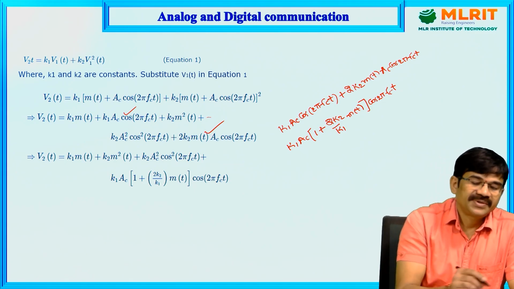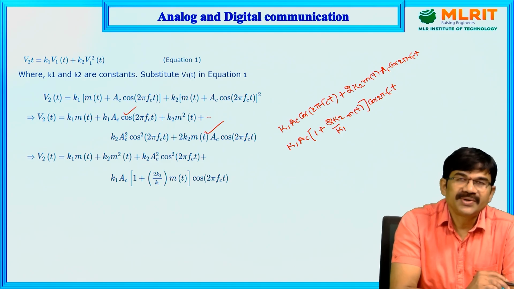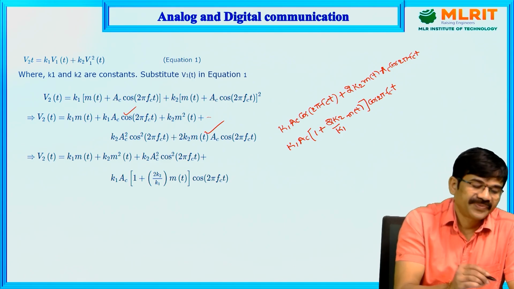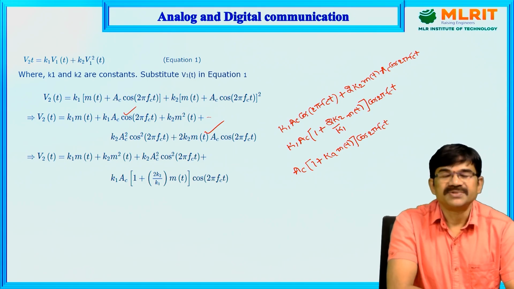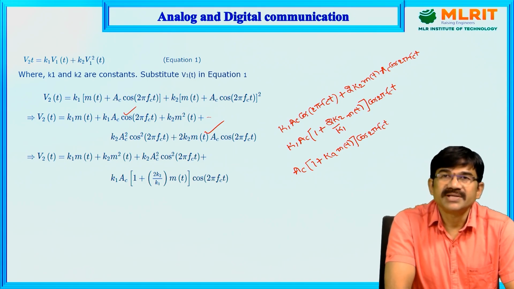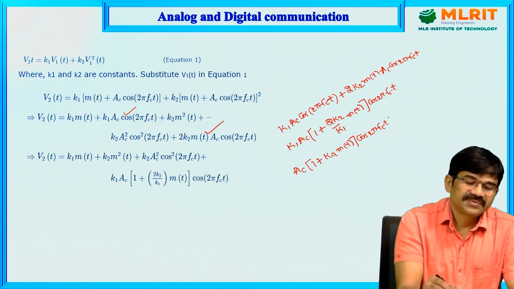Okay. So this is similar to the amplitude modulated wave. What is the amplitude modulated wave? AC (1 plus Ka M of t) cos 2 pi FCT. The amplitude modulated wave is AC cross 1 plus Ka M of t cos 2 pi FCT. So this is the original amplitude modulated wave. The output of the square law modulator is also containing this term.